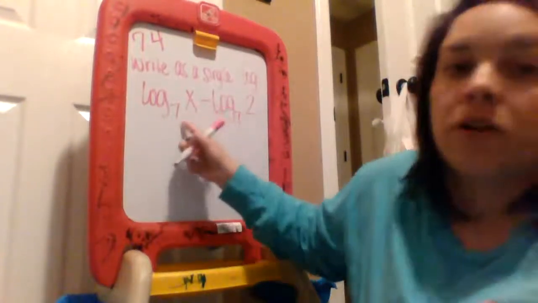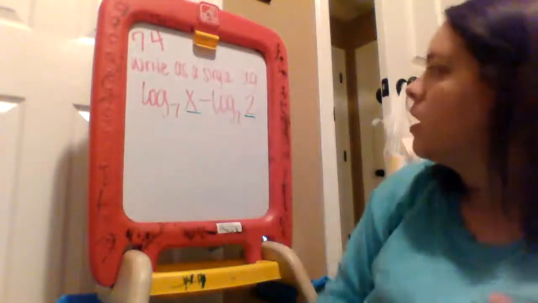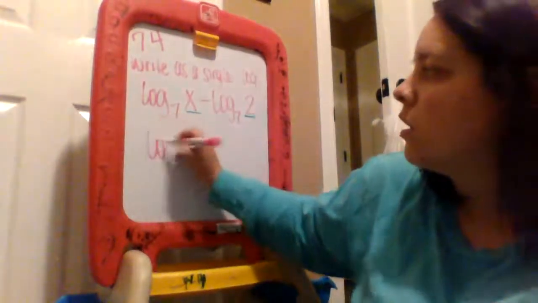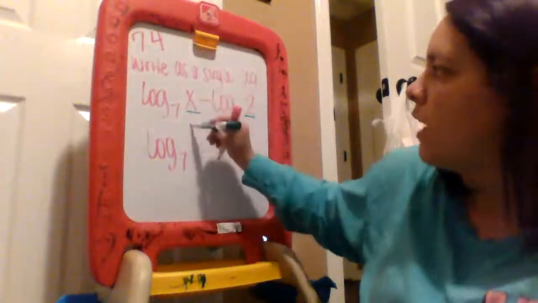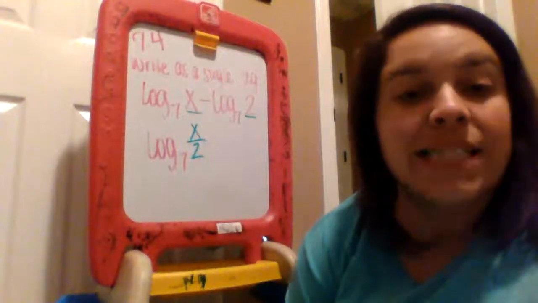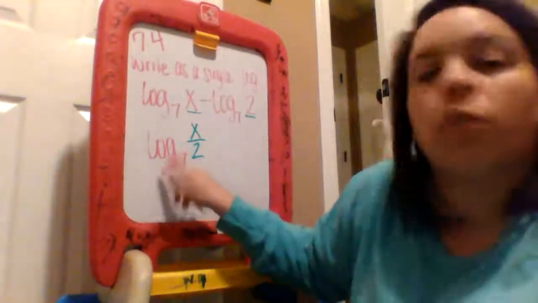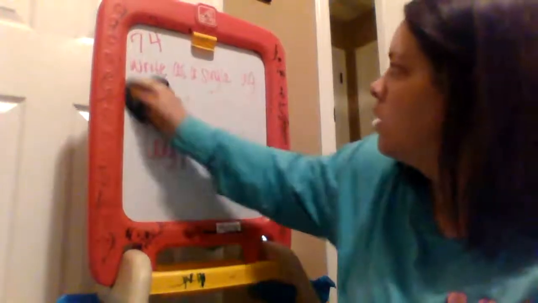So whatever comes first goes on top. So this will become, and I'm just only going to put these together, log base 7 of x divided by 2. And that would be it. That's a single log because the log word is only written once. All right.